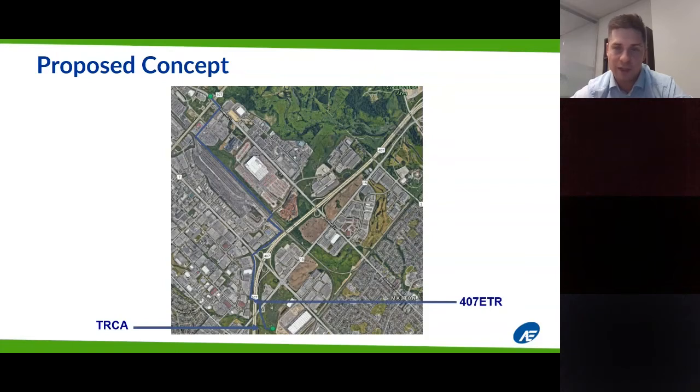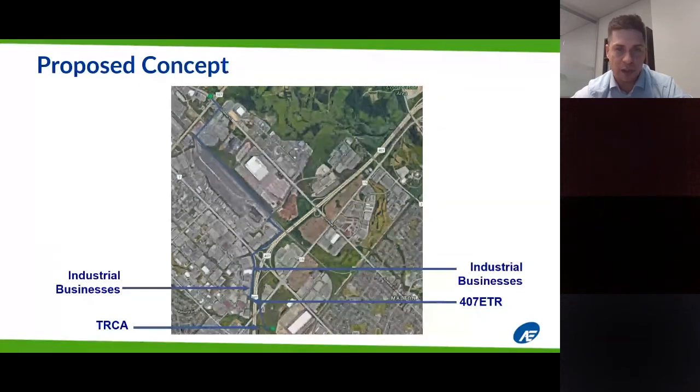We had the 407 ETR, which is essentially a relief line to the 401, but an expensive relief line at that, that we had to cross. So major infrastructure there as well. Industrial businesses were along the backside of our alignment, major industrial businesses, and we just couldn't impact their operations with our construction. So we had to really work hand in hand with some of these stakeholders to make sure there's no conflicts. We have the city of Brampton.